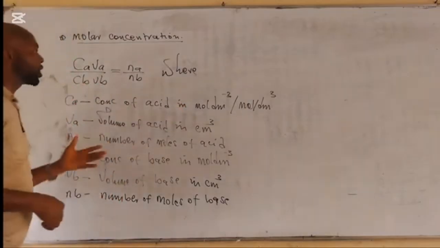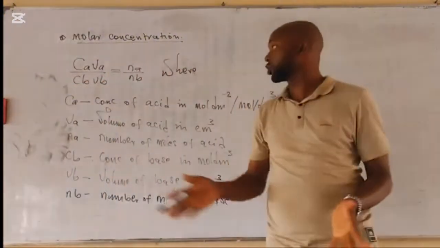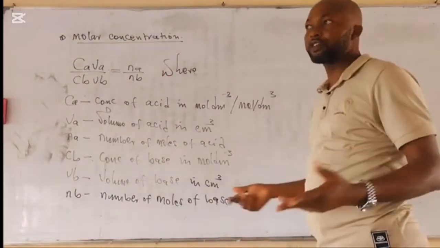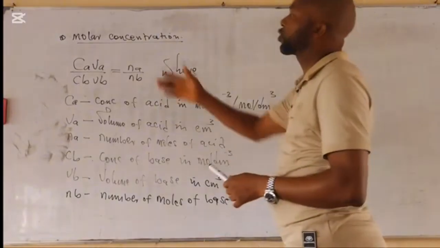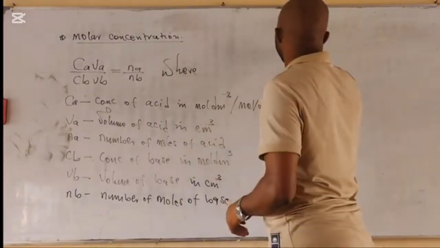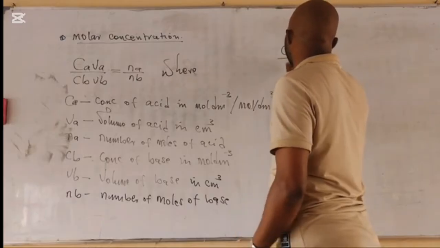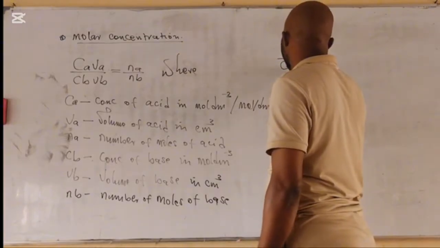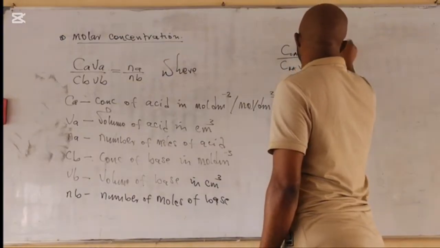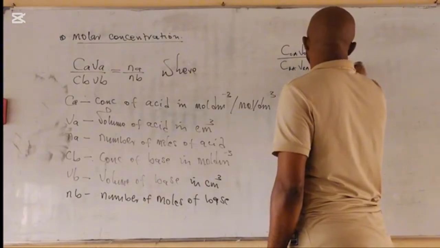So when we are dealing with normal calculations in acid-base titrations, we use this. But what if we are dealing with redox titration? Instead of concentration of the acid, we'll look at the concentration of the oxidizing agent. So we'll call that COA, VOA over CRA, VRA is equals to number of moles of oxidizing agent over number of moles of reducing agent.